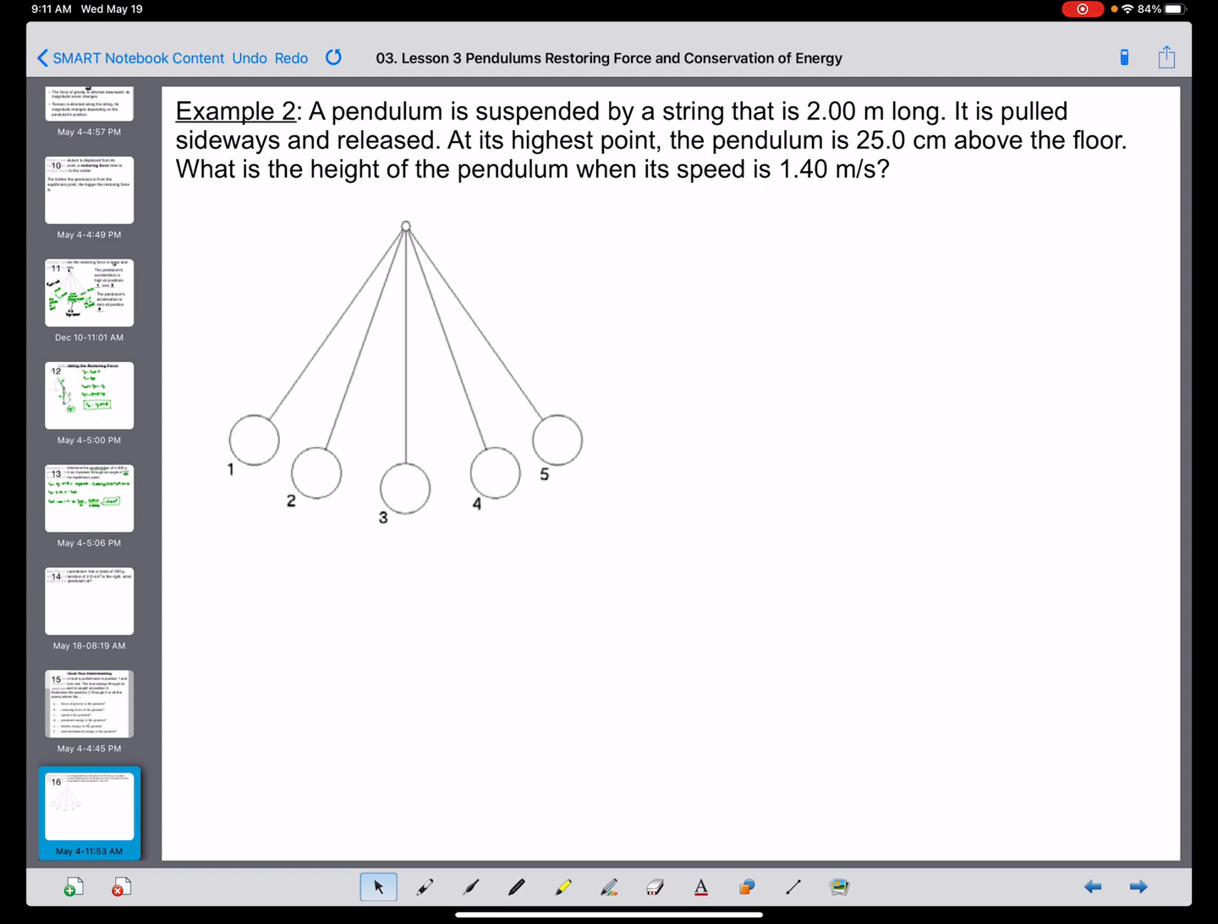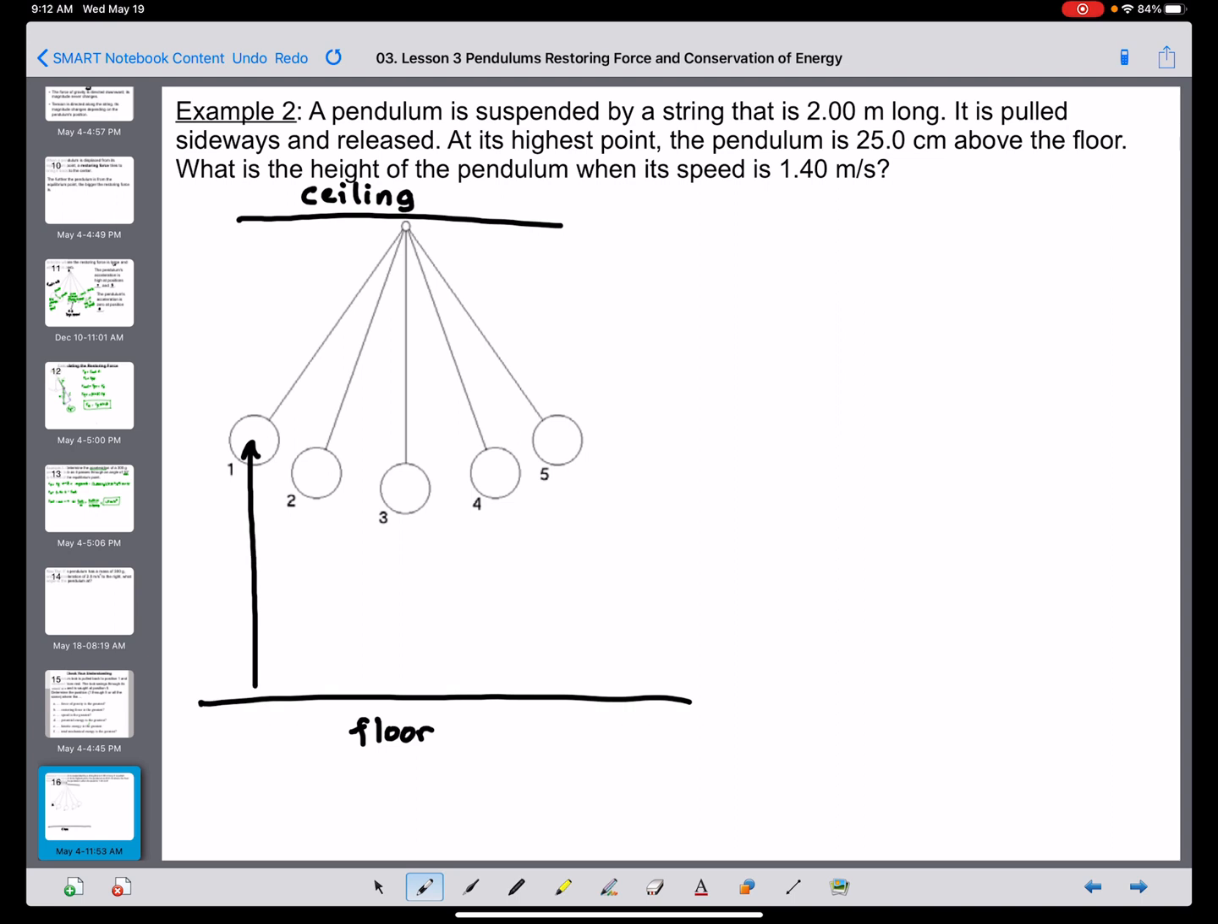Okay, so I've added this diagram in to example 2. So this would be our ceiling, and then down here somewhere is the floor. And it tells us that when the pendulum is at its highest point, the pendulum is 25 centimeters above the floor. So that could be either talking about position 1 or position 5. It doesn't matter which one. We're just going to say it's position 1. Okay, so this is 25 centimeters.